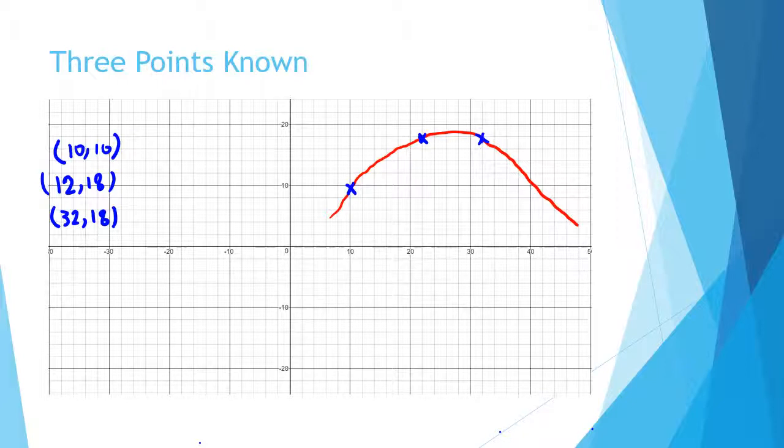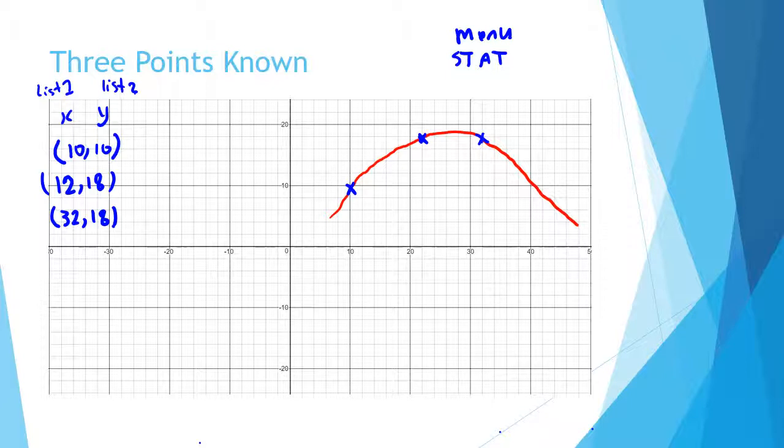I'm just going to write the steps here. You go to menu, and in menu you go to stats, and then in stats you write your points in lists. This is the x coordinate, which will be list 1, and this is the y coordinate, which will be list 2. In list 1 I'm going to write 10, exe, 12, and 32, and in list 2 I'm going to write 10, 18, and 18.